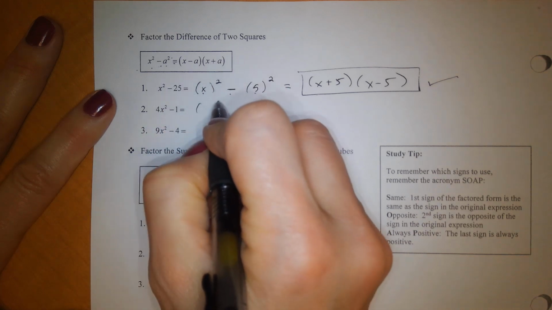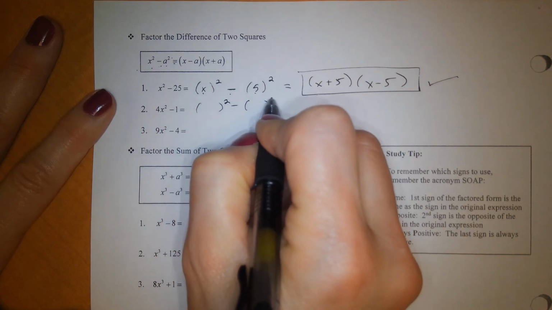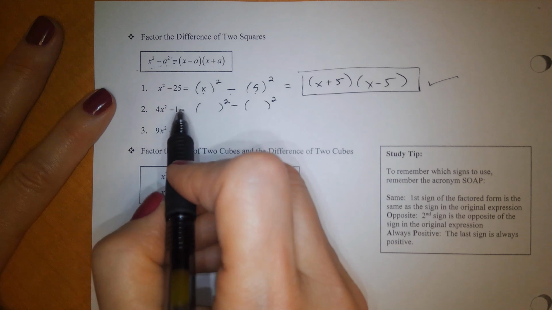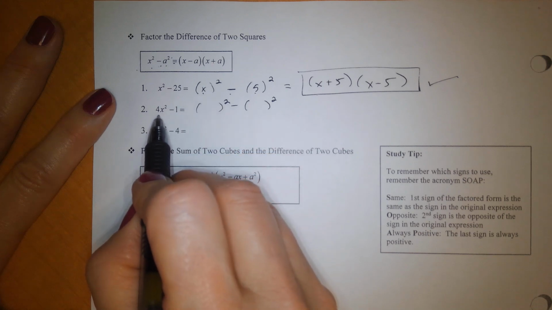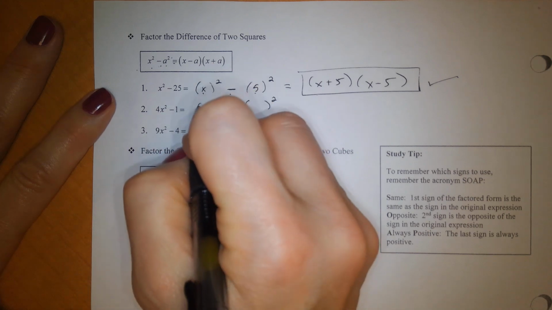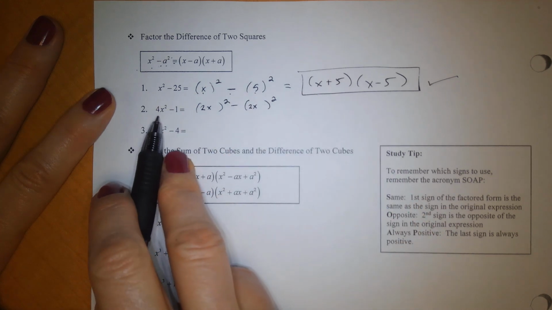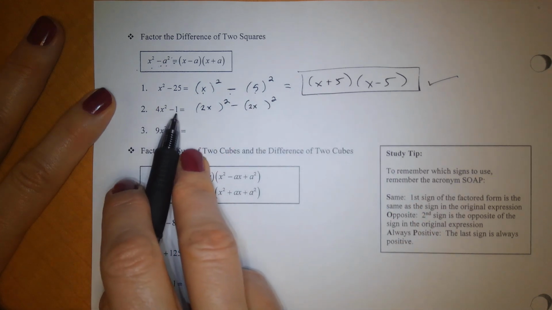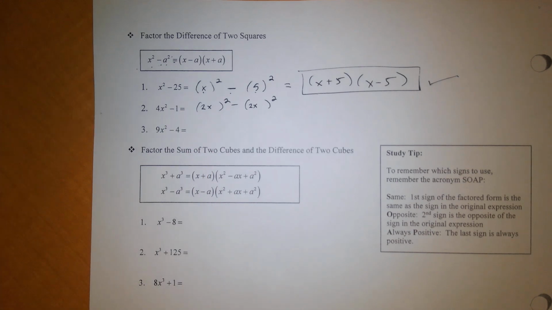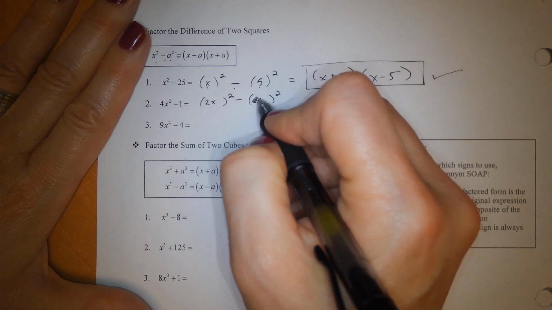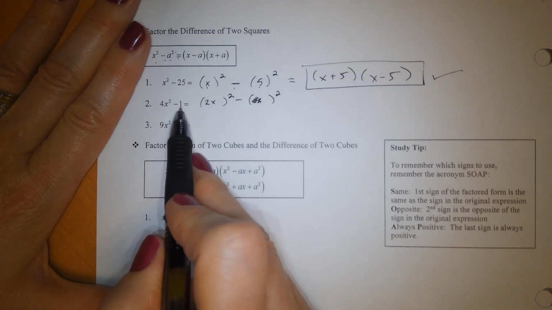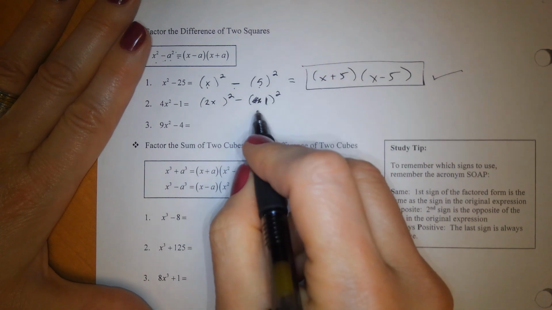Let's try the next one. Always check to see if this is a difference of squares first. Is this term something squared? Well, yes it is. 2x times 2x indeed makes 4x squared. Is this term something squared? 2x squared. There we go. Is this term something squared? It is. In fact, it's 1 squared.